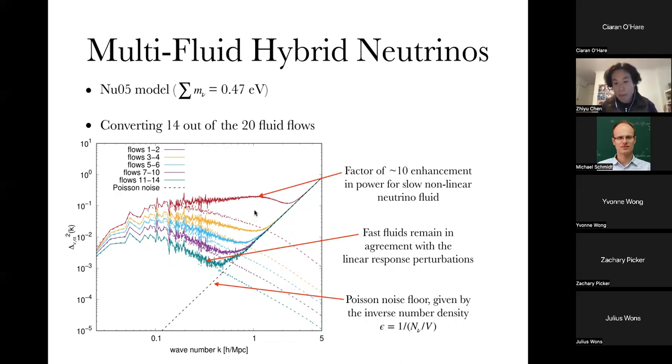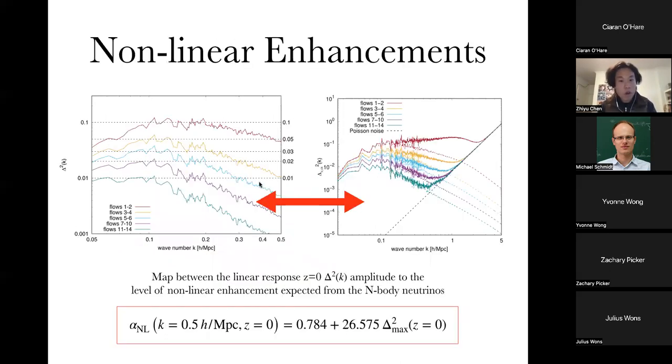So taking the amount of enhancement that we see in this trial run, we were able to find a linear mapping that's quite interesting. If you look at the linear response power spectrum at z of 0, and you find where they peak, this one, for example, peaks around 0.1, the flows 3 to 4 peak slightly lower at 0.05, and the really fast ones peak lower at 0.01. And then you look at how much nonlinearity over the linear response counterpart you expect at k of 0.5.